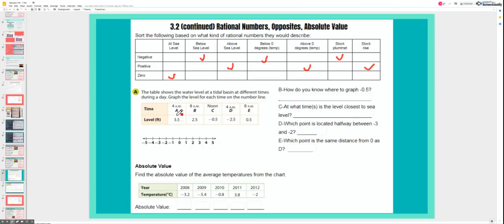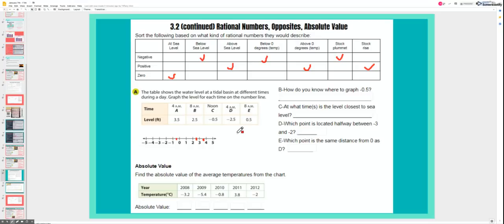So at 4 a.m. it was at 3.5 feet. So 3.5 means it's exactly halfway between 3 and 4. So I'm going to put a dot there. B is at 2.5, so that would be right here, halfway between 2 and 3. Negative 0.5, so that's just like negative a half, which would mean it's between 0 and negative 1, right here.